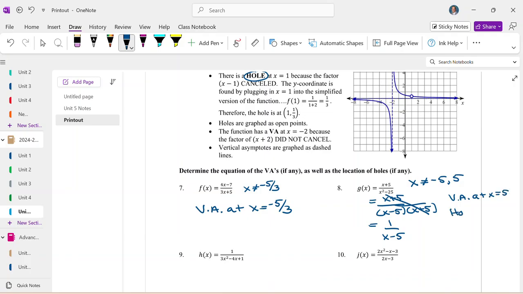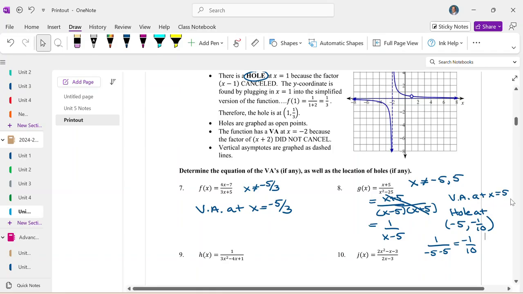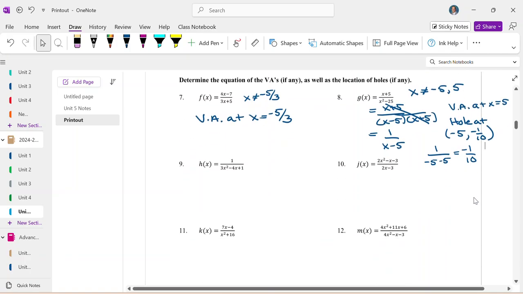However, there would be a hole at, and now it's -5, but then when you put -5 in here, you get -1/10. So that will be the y-coordinate of the hole. So there's a vertical asymptote at +5, because that would make this equal 0, but then the hole would be at -5, -1/10.